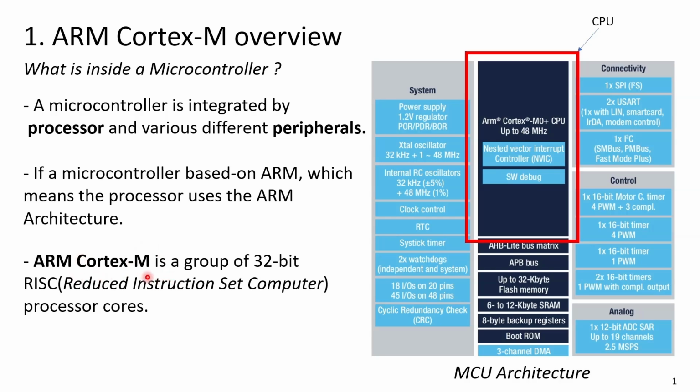So ARM Cortex-M core is a group of 32-bit RISC processor cores. What is RISC? RISC stands for Reduced Instruction Set Computer. That means the set of instructions is reduced, optimized for low cost and energy. It's a target for the microcontroller.